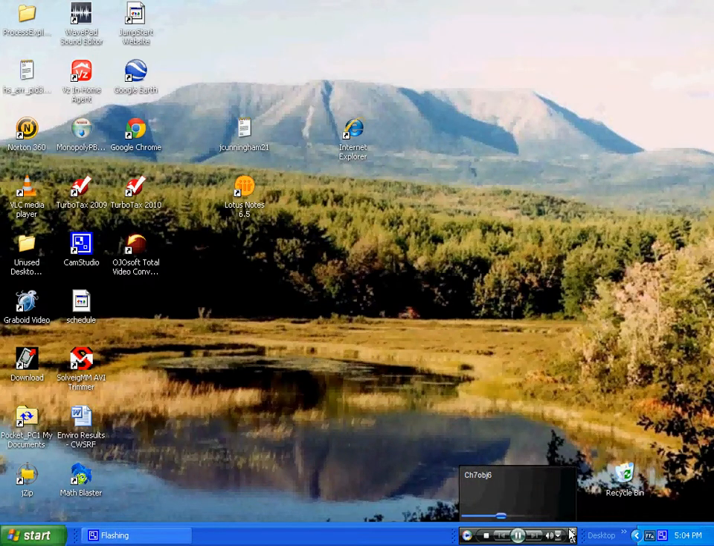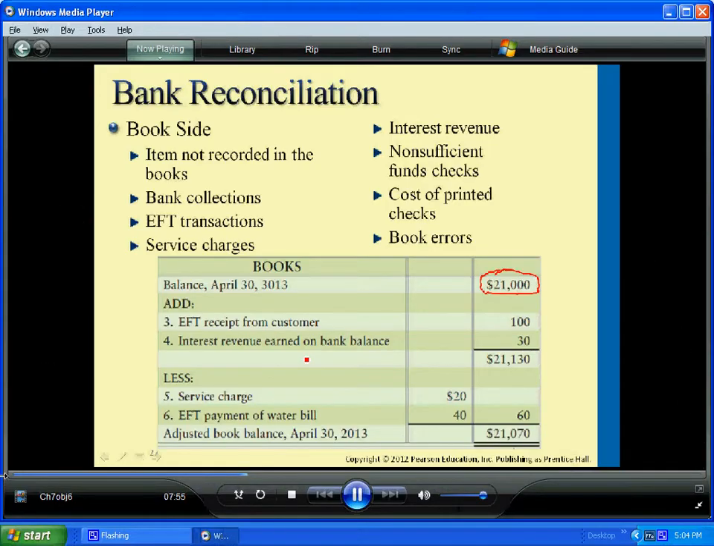So those are two examples of things we add. What we would subtract is any service charges, because banks don't bill us until the end of the period for any services they provide. So we would subtract a service charge. We would subtract any EFTs that we made that weren't recorded on our books. In this example, we've got an EFT for the payment of a water bill. So the service charge and the water bill are being subtracted from the book side of the bank reconciliation.